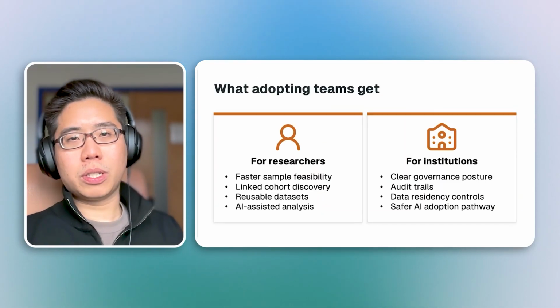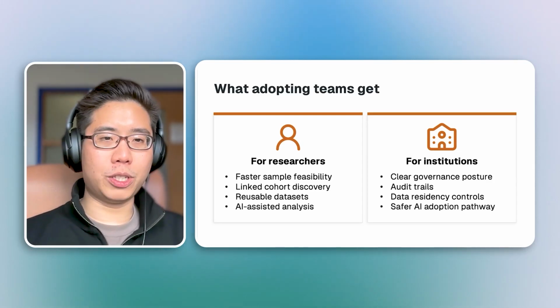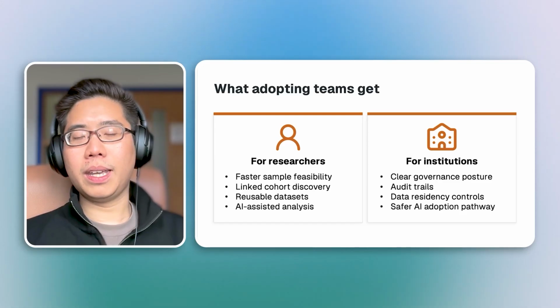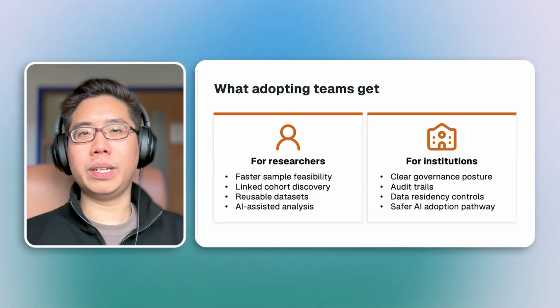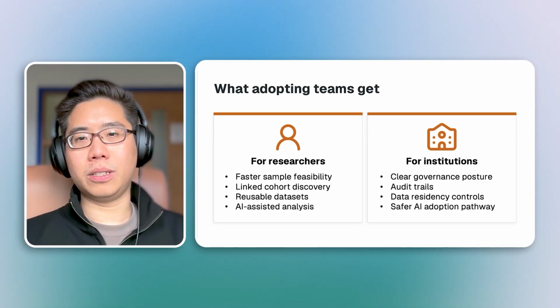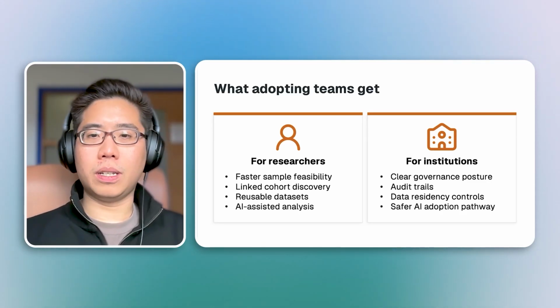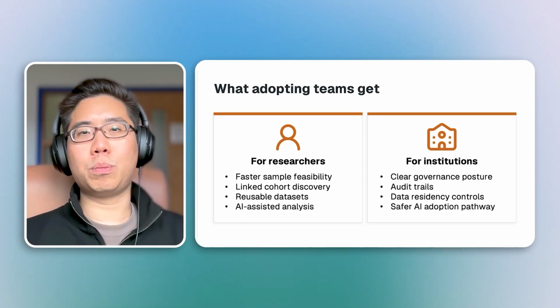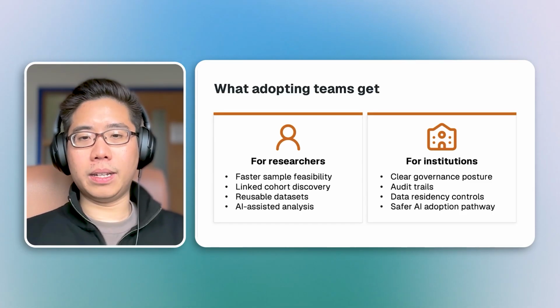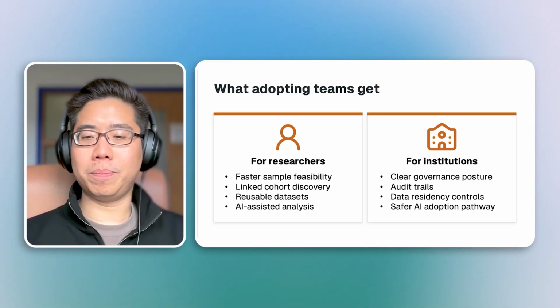For adopting teams, the value proposition is simple. For researchers, we get faster sample feasibility, faster linked cohort discovery, reusable data sets, as well as AI-assisted analysis. For institutions, this platform provides a clear governance posture, audit trails, data residency controls, and is a safer AI adoption pathway.